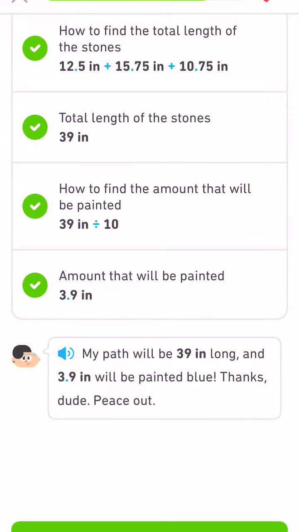My path will be 39 inches long, and 3.9 inches will be painted blue.